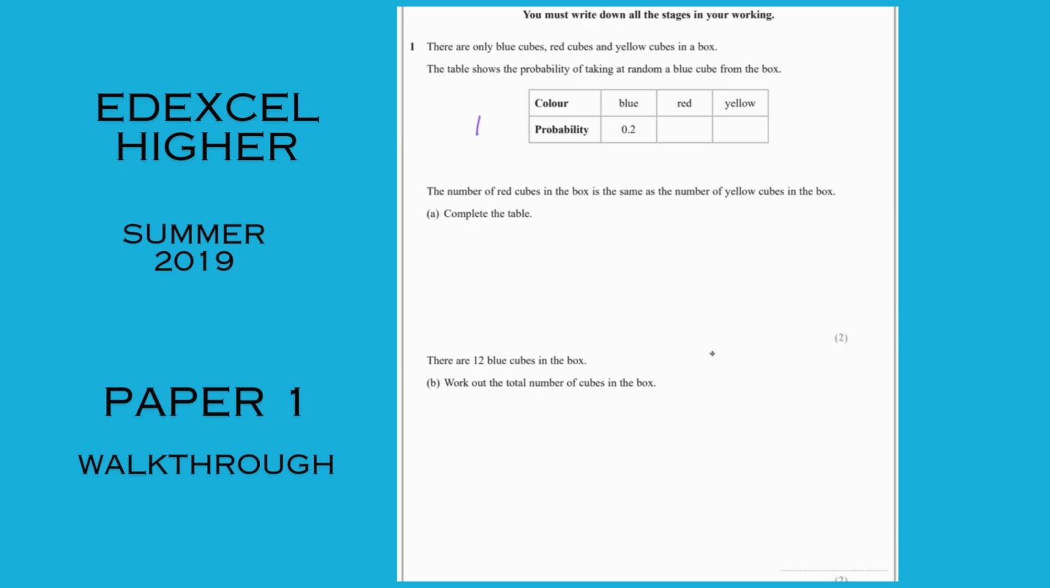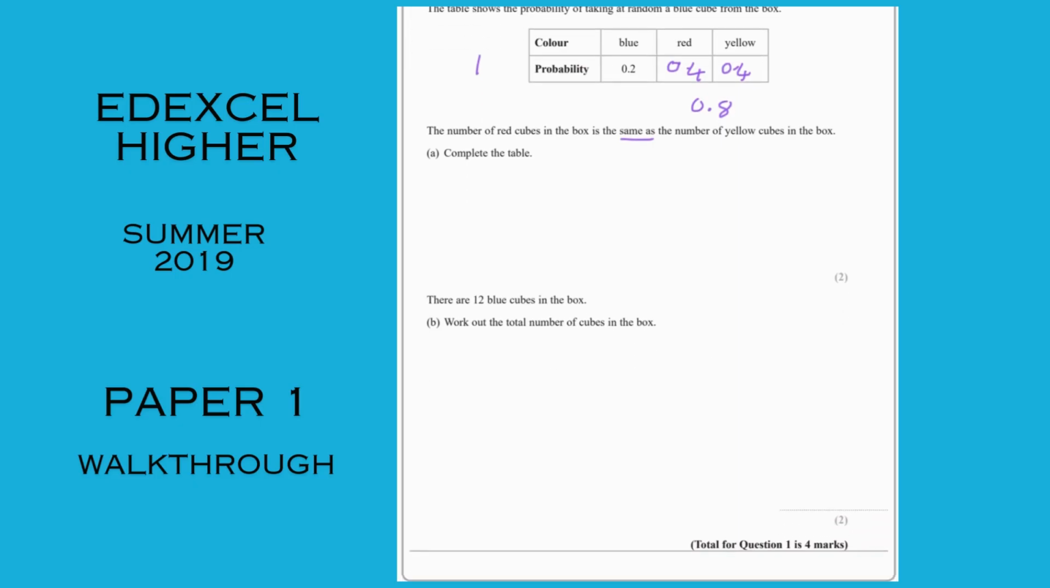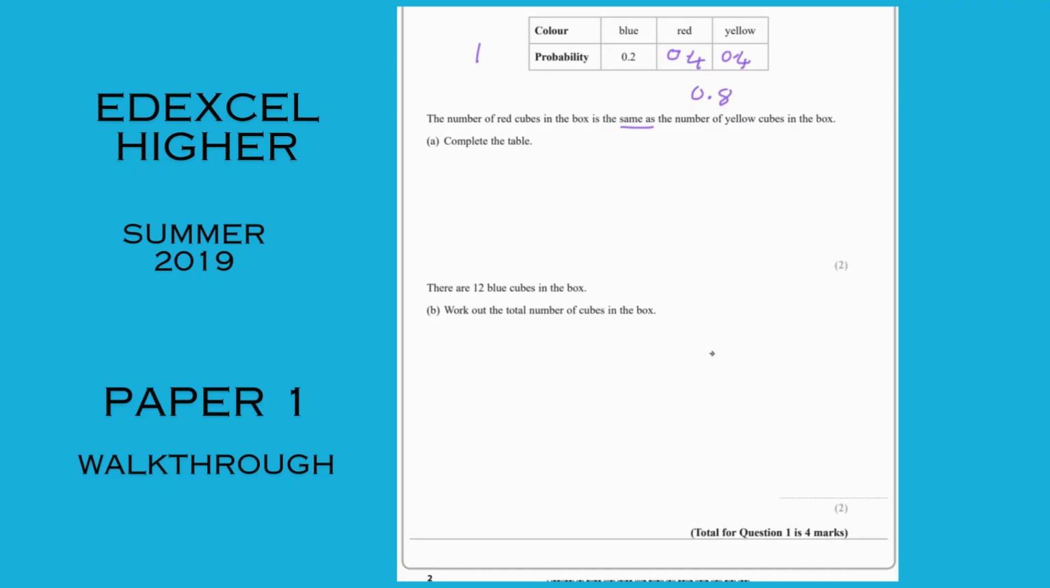So these two must add up to 0.8, and you're told it's the same. In it goes, a couple of 0.4s. Then you're told there are 12 blue cubes in the box. So the probability of a blue is 0.2, in other words, a fifth, and that makes 12 cubes.